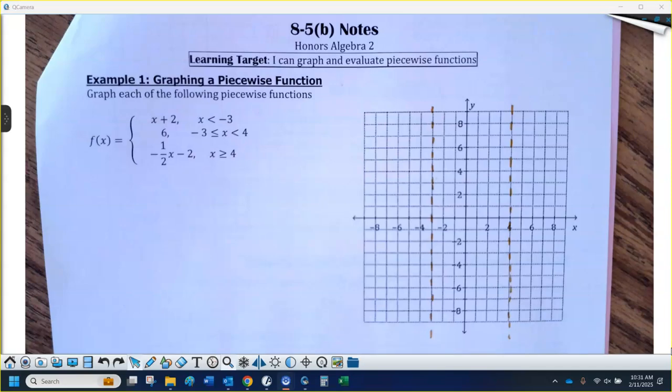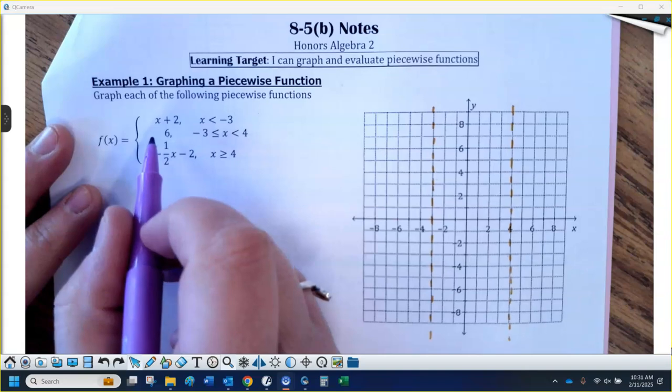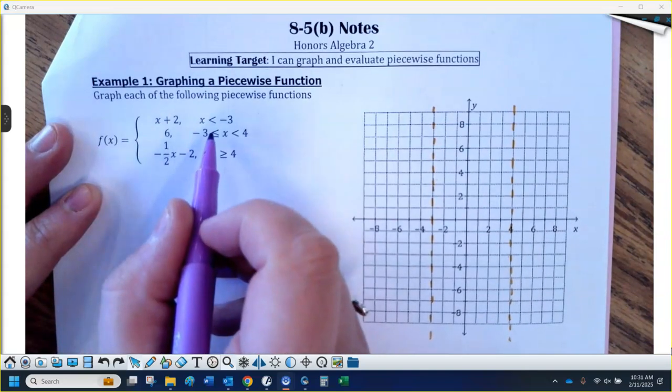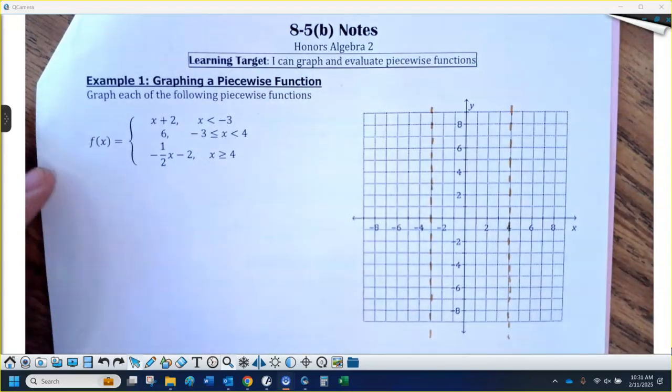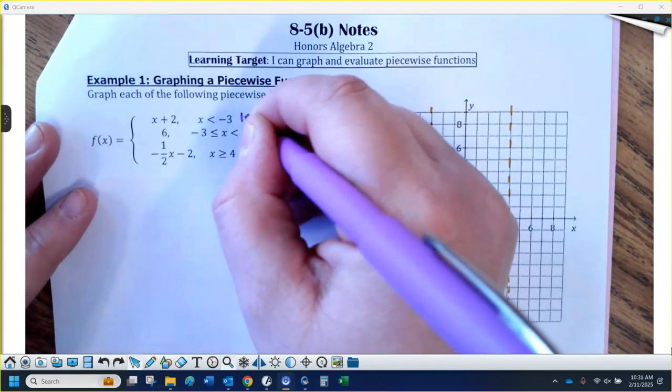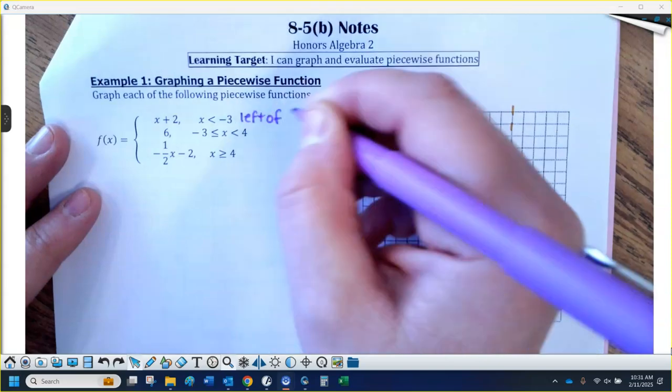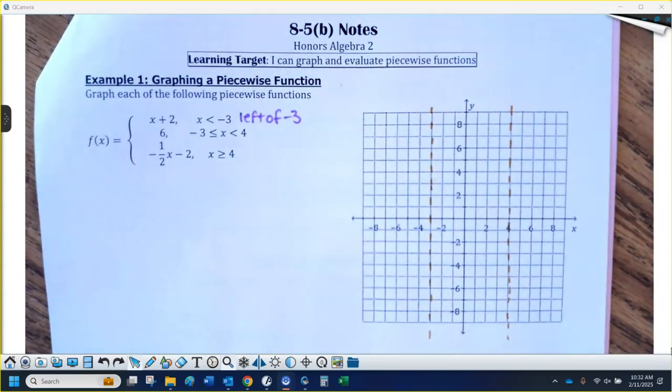All right, so here's what I am going to write down. This first piece says x plus 2, and this says for x values less than -3. Now, this would be left of -3 is what that means. Less than would be going to the left. So I want that first piece only on the left side of -3.